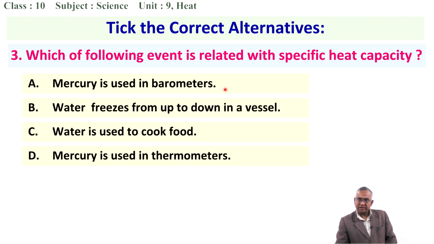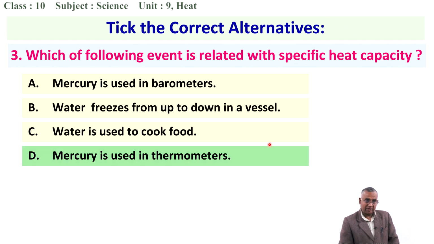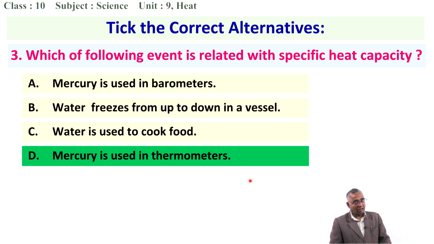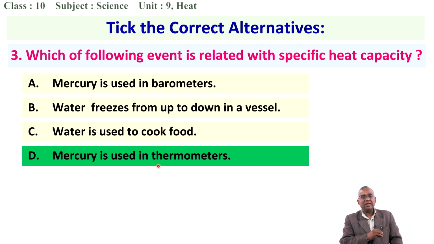Mercury is used in barometers. Water freezes from up to down in a vessel. Water is used to cook food, or mercury is used in thermometers. Think once. Yes, so what is the correct answer? The correct answer is mercury is used in thermometers, because mercury has very less specific heat capacity. So an immediate response is given by it. It does not take more time to show the temperature.